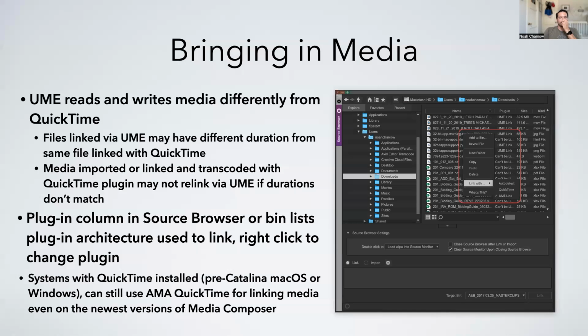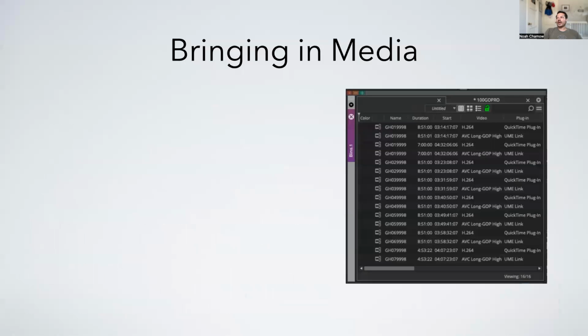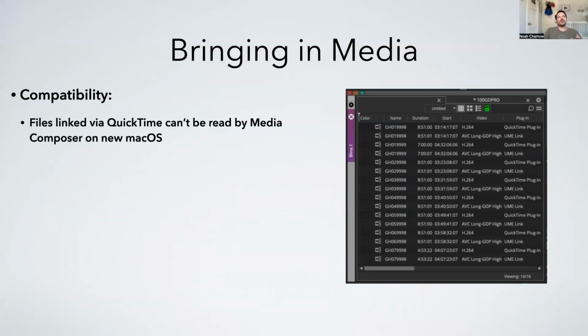Okay, so let's talk about compatibility, because as with everything, not everybody moves on or switches at the same time. So you're going to be dealing with some compatibility between the new versions of Avid on macOS and either people who are working on Windows or who are working on older versions of macOS. So let's talk about compatibility within linking. Files linked via QuickTime can't be read by Media Composer on the new version of macOS, flat out.